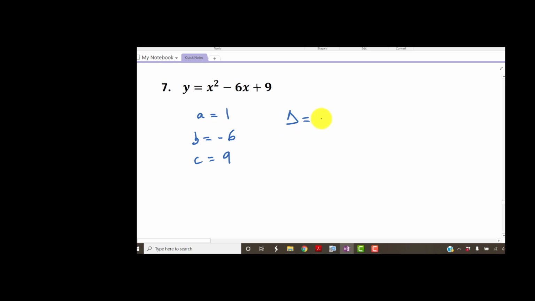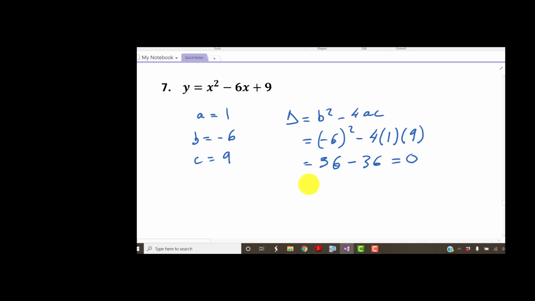So delta, which is b squared minus 4ac, is equal to negative 6 squared minus 4 times a, 1, times c, 9. Now again, I can easily do that by hand, but if you want, you can take your calculator to compute that. I'm going to do this one by hand. It's not a big deal. 36 minus 36. Oh, delta equals 0. So if delta equals 0, if you look at the table above, that means you have only one x-intercept.